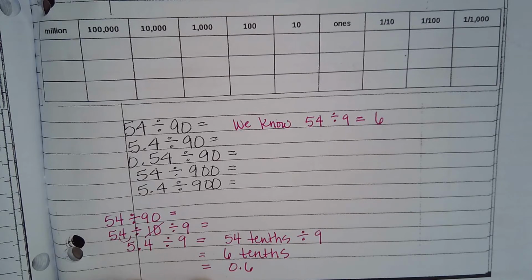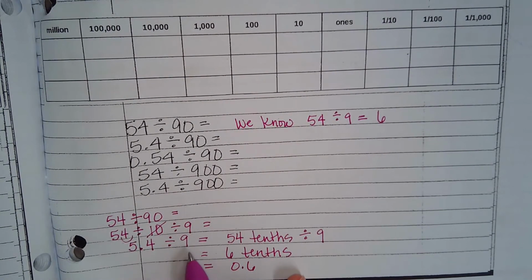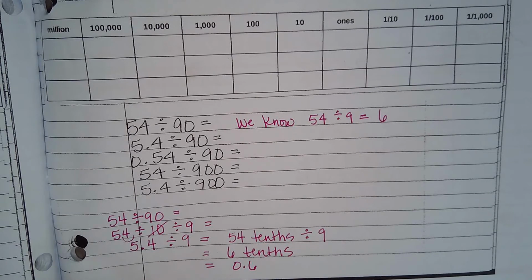That's it, friends. Also, hint, hint, there is one number behind the decimal in this problem. So your answer is going to have how many numbers behind the decimal? 1. That's a hint right there.